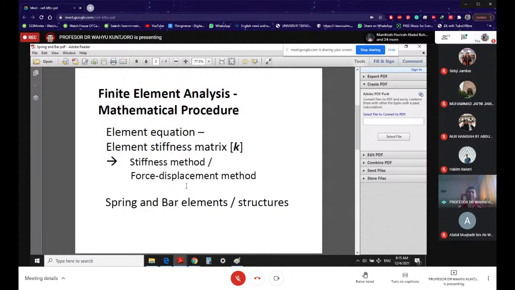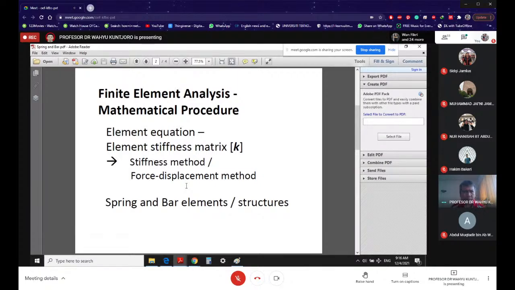So what we are going to discuss here is the mathematical side of finite element analysis. I believe I explained to you before that every element is actually an equation. Every element that you create in your model represents an equation, and that equation is F equal to KD. F equal to KD. So every element is an equation.